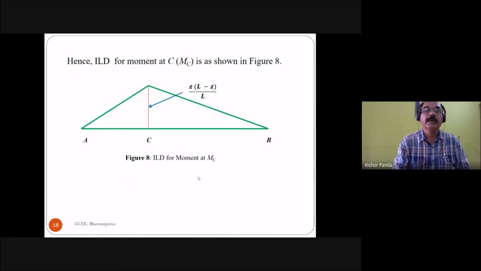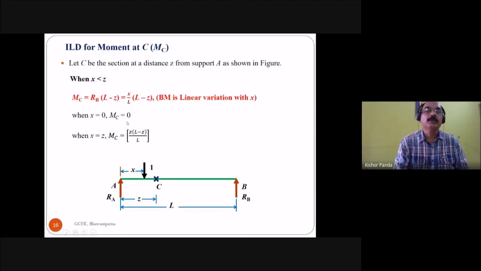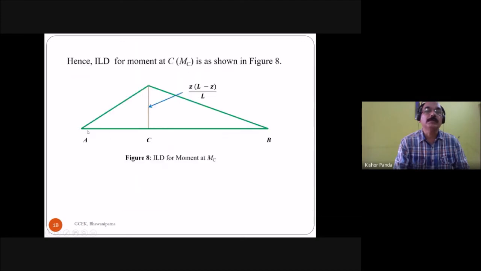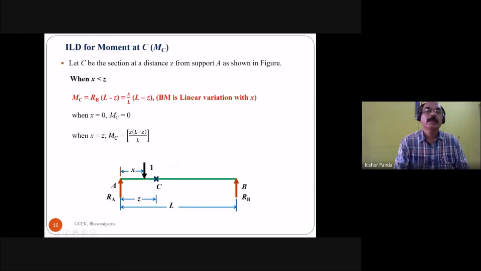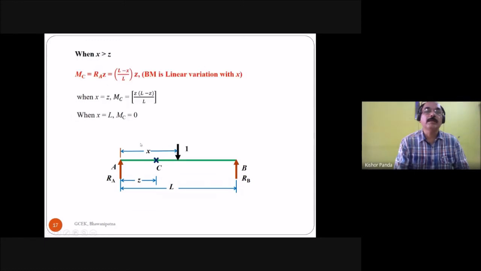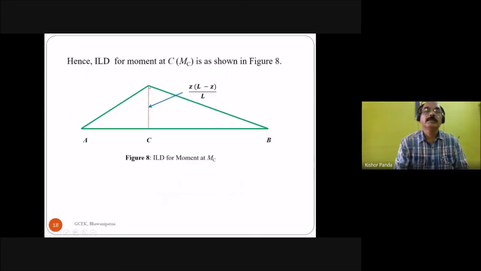This is the influence line diagram for moment at C. At A, that is when X is equal to 0, MC is equal to 0. And when X is equal to Z, MC is equal to Z into L minus Z by L. This is this portion, Z into L minus Z by L.